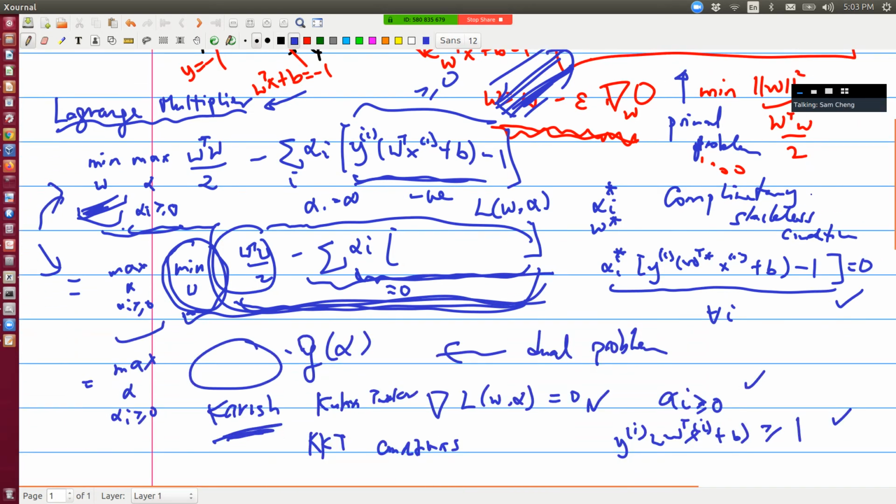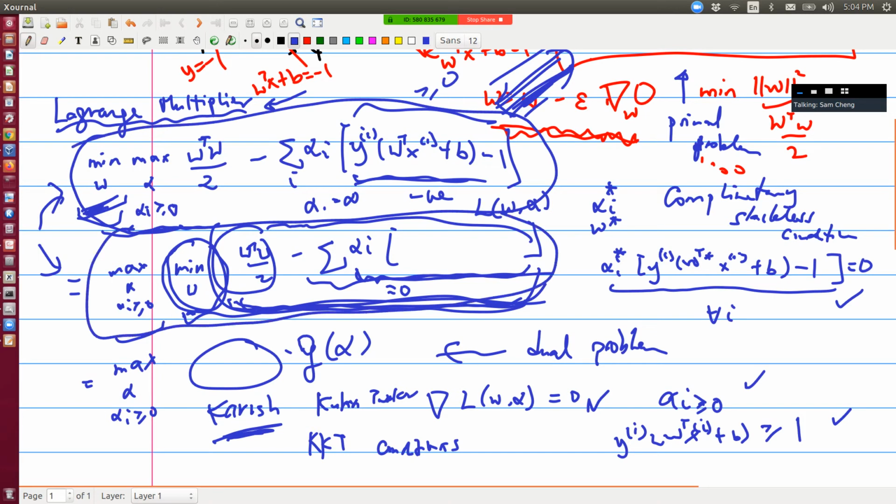So now let's continue trying to solve this. As I mentioned, we are going to change from trying to solve this problem into trying to solve this instead. That basically swaps this minimization and maximization. This is because I'm trying to minimize over W, and this is unconstrained, so I can just set the gradient equal to 0.